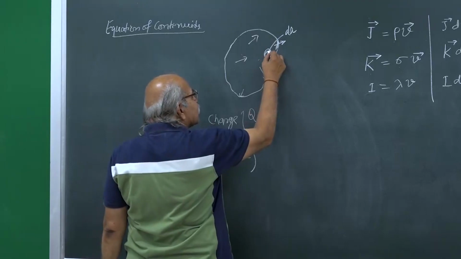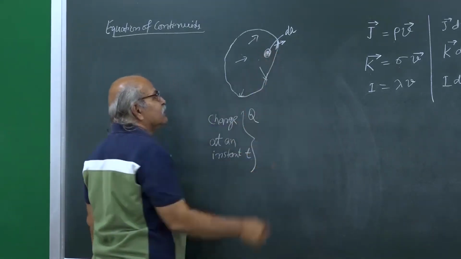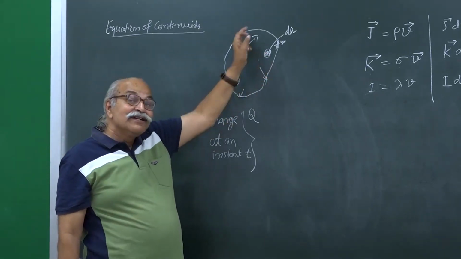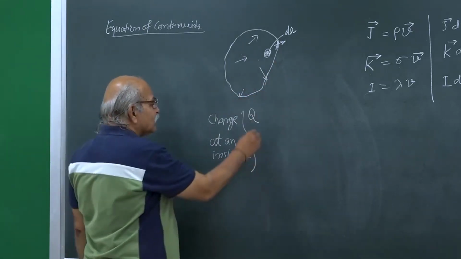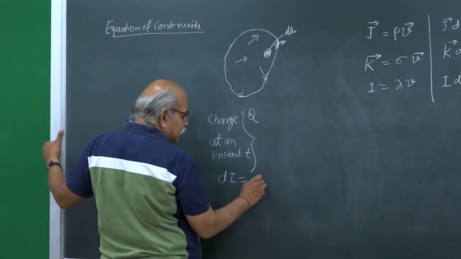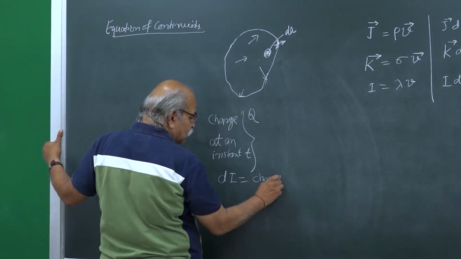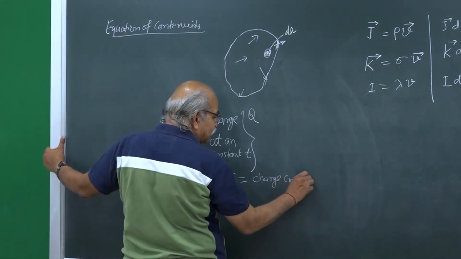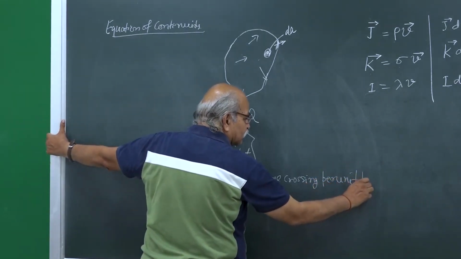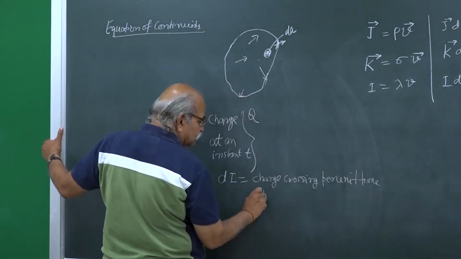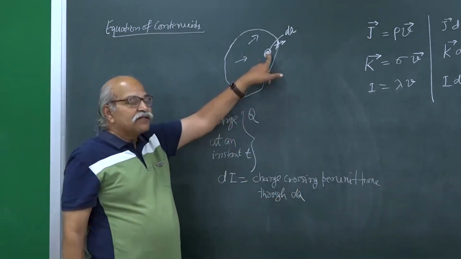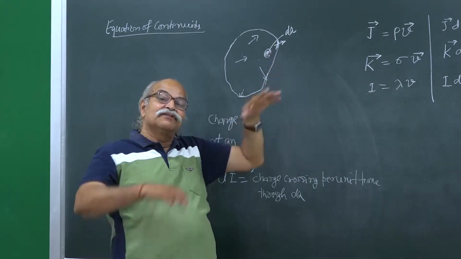So, how much is the current going through this dA? How much is the charge crossing this dA from inside to outside? So, if I call that dI, what is dI? dI is the current or the charge crossing per unit time, that makes it current, through this particular dA that we have chosen on the surface of this volume.